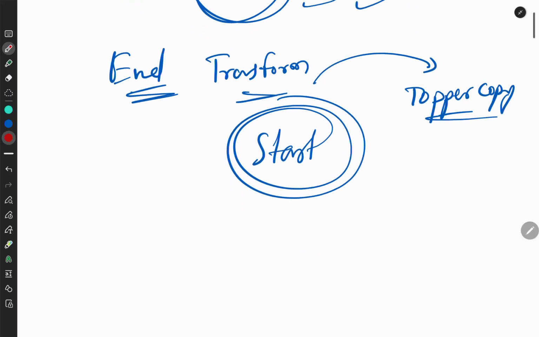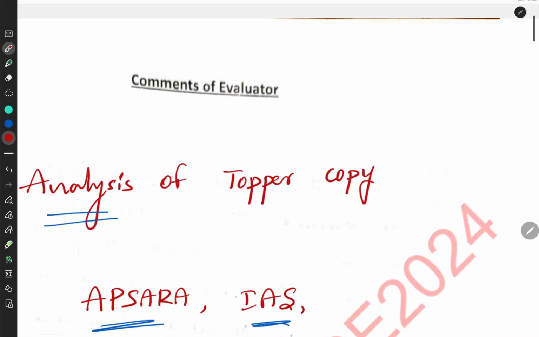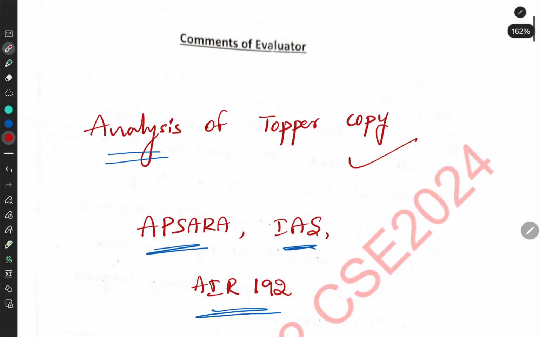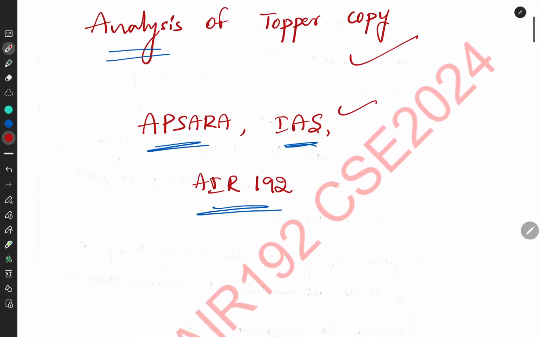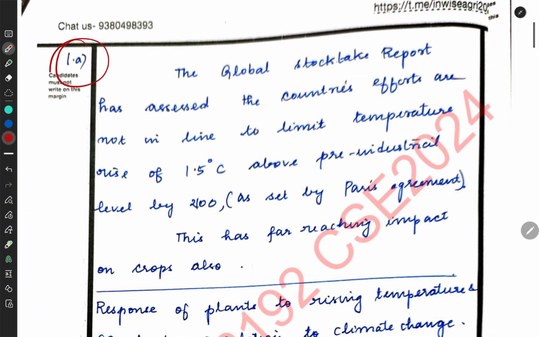So we're going to deal with a question. First, this is the topper copy analysis, Apsara N, IAS, rank 192. Look at the first question, 1A. The question is about discussing the response of crop plants to temperature and carbon dioxide. This is the question they are asking: the response of the crop plants to temperature and carbon dioxide.